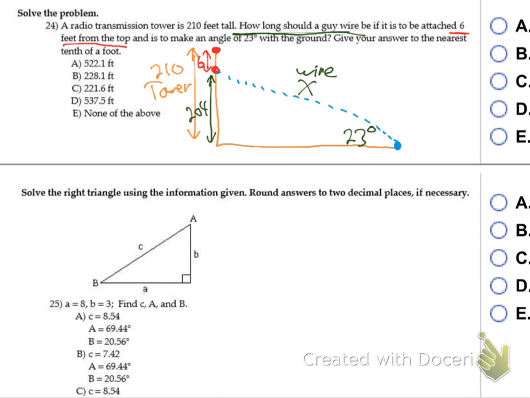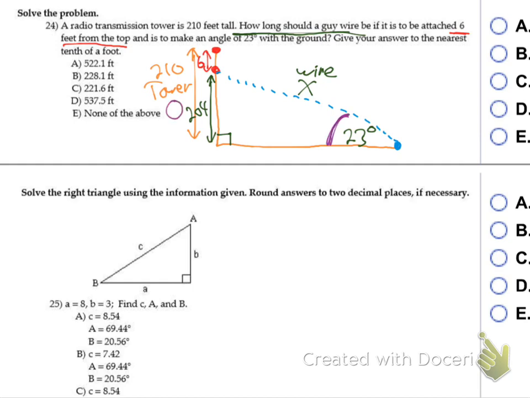So they want to know the length of the wire. And so, how are we going to find the length of that wire? There's a right angle, assuming that tower is built straight up. It's not the leaning tower of Pisa or something. It's straight up. So we've got to find the length of that wire. What trig relationship from the perspective of the 23-degree angle?